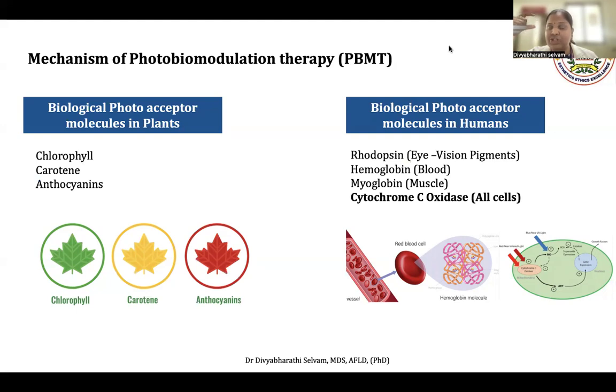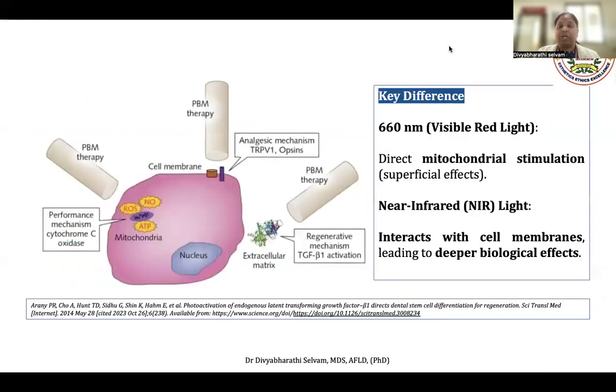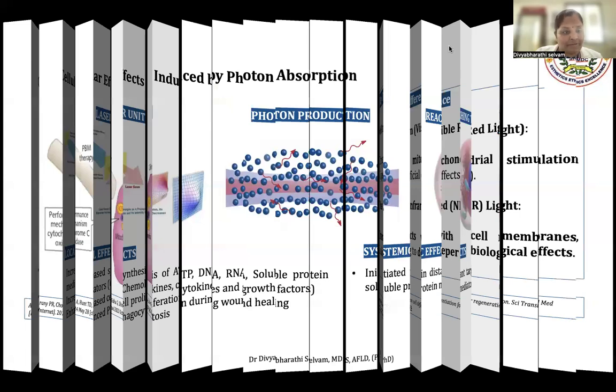That is why, when we are giving laser treatment, it is better to wear goggles in order to prevent interaction with the rhodopsin pigment. Other photoacceptors are hemoglobin, myoglobin, and cytochrome C oxidase. So the key difference: the 660 nanometer is going to target the mitochondria directly, whereas the near infrared will interact with the cellular membranes, leading to deeper biological effects.